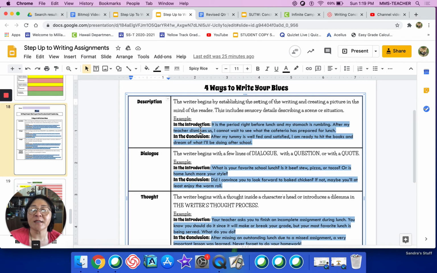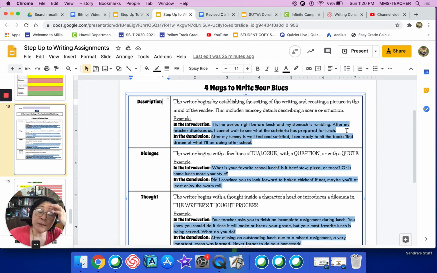this first sentence is a way to write your blues in the introduction. Okay? It is the period right before lunch and my stomach is rumbling. After my teacher dismisses us, I cannot wait to see what the cafeteria has prepared for lunch. You would use that as a hook in your introduction.